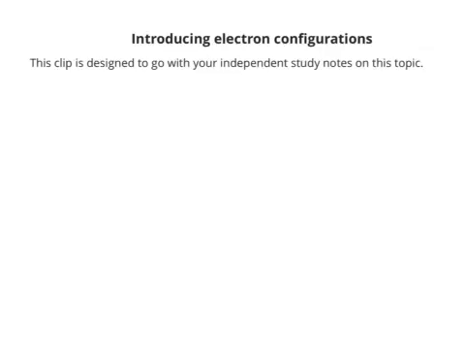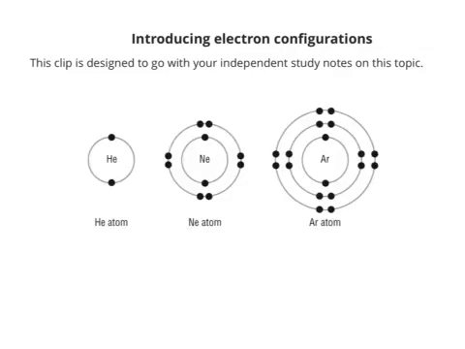Hi and welcome to this short clip introducing electron configurations. It's designed to go with your independent study notes on this topic, so you should have those to hand before you start. So we've got three simple dot-cross diagrams here, and they all represent atoms you've come across at GCSE.